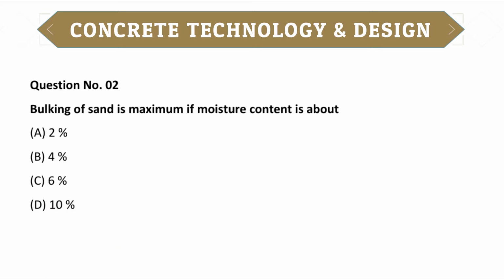So next question, the bulking of sand is maximum if the moisture content is about: option A, 2%; option B, 4%; option C, 6%; option D, 10%. So the correct answer is option B, 4%.